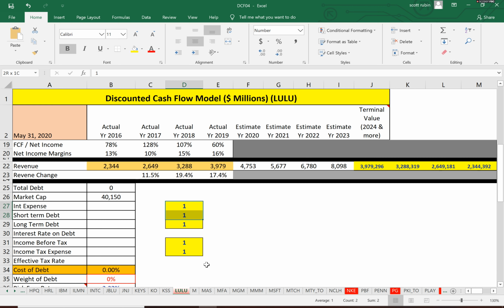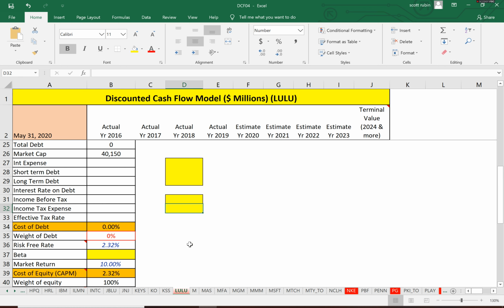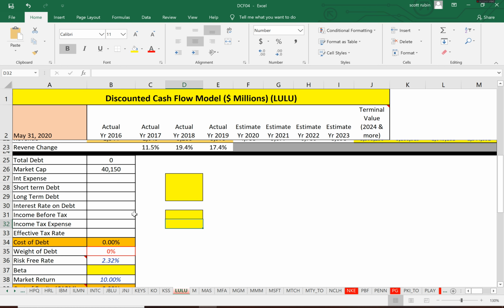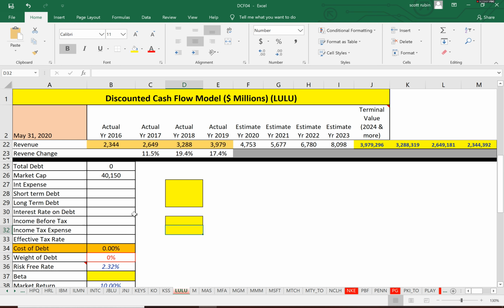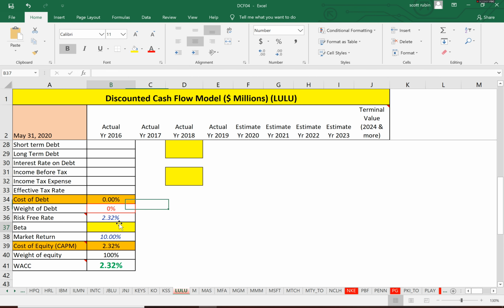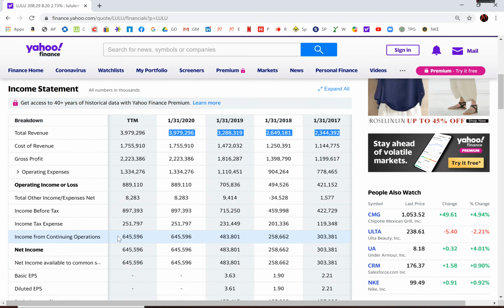So Lululemon doesn't have any debt, which is a great sign for a company. So we're going to skip the debt section, because we need to figure out the capital structure of the company so we know what to discount the future cash flows by. So let's figure out the cost of equity.